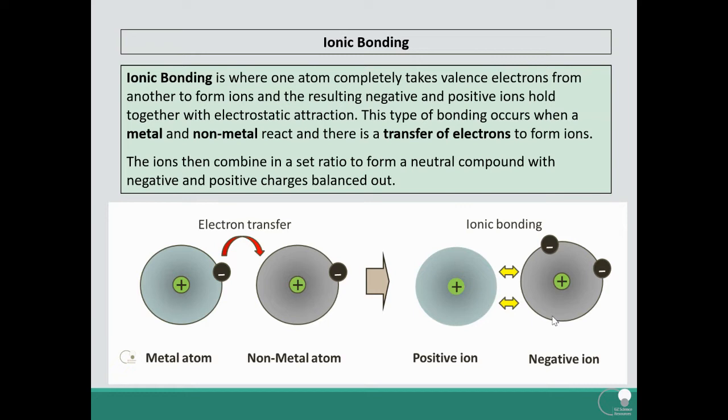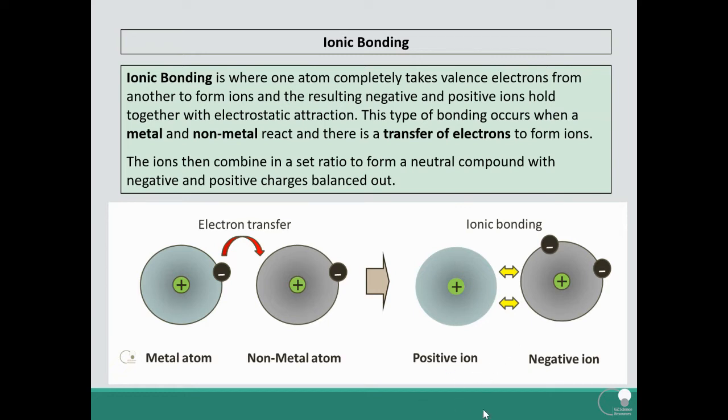Ionic bonding is where one atom completely takes valence electrons from another to form ions, and the resulting negative and positive ions hold together with electrostatic attraction. This is the attraction between positives and negatives. This type of bonding occurs when a metal and a non-metal react and there is a transfer of electrons. The electrons that transfer are our valence electrons, those on the outside of an atom. The ions then combine in a set ratio to form a neutral compound with negative and positive charges balanced out. This is important: overall, ionic compounds have no charge.